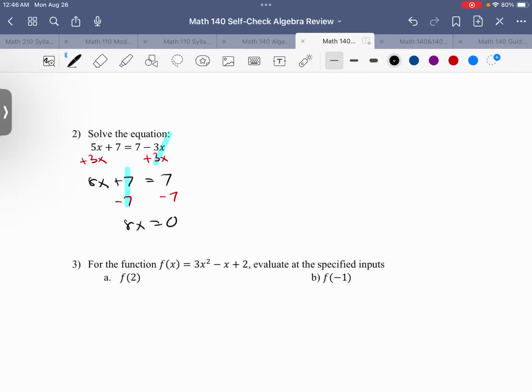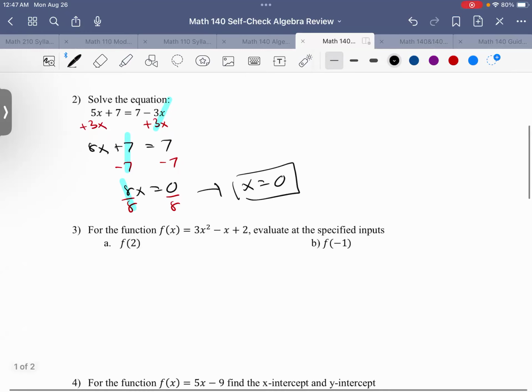And I'm still not done yet. I need to get x by itself. So I'm going to divide 8 to both sides. But 0 divided by anything is just going to be 0. So what I'm left with is just x equals 0. And that is how you solve this equation, right? We get our x value.